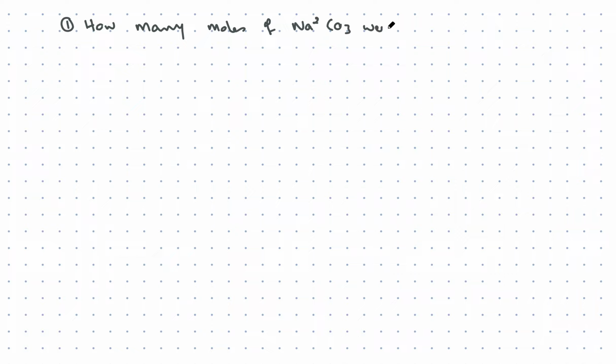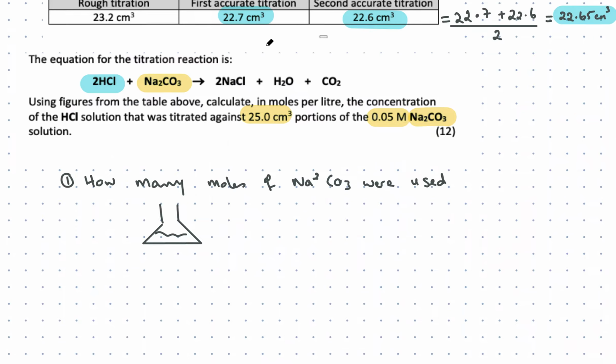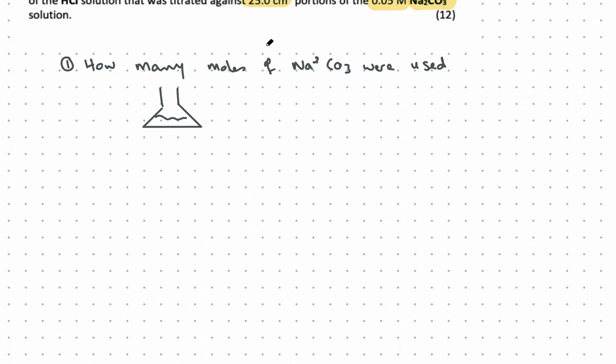To do that, I like to draw a little sketch of where they are. So remember the Na2CO3 is in our conical flask, and in the conical flask I had, if we go back up, you'll see that it was 25 centimetres cubed. So inside there it's 25 centimetres cubed, and it came from the volumetric flask where it was 0.05 molar solution, which can be written as 0.05 moles per litre. So moles in 1 litre.